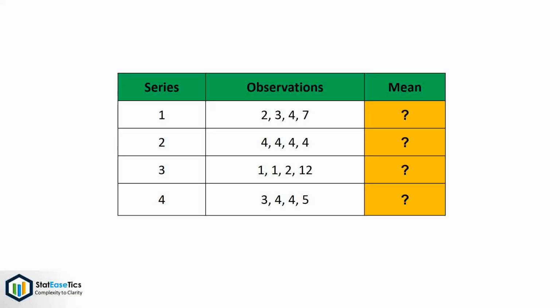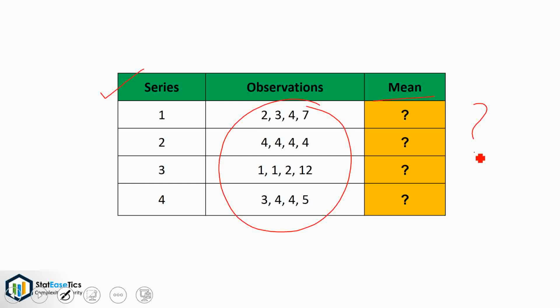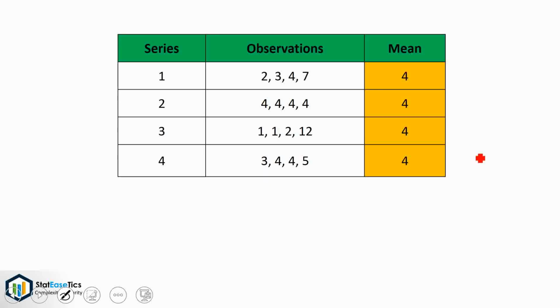Here you can see that there are 4 series with different observations. Can you guess the mean for each? Well, you guessed it correct. It is 4, same for all the series. So here comes the role of measures of dispersion.